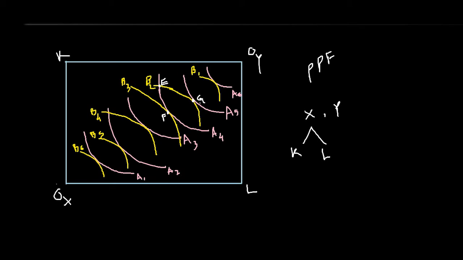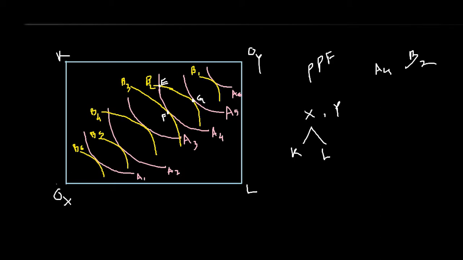Why so? Because at E we were producing B2 amount of commodity Y and A4 amount of commodity X. So at point E, it is A4 of X and B2 of Y.